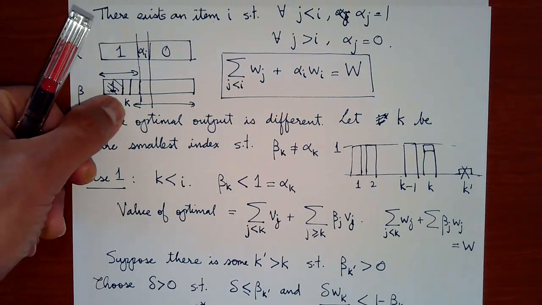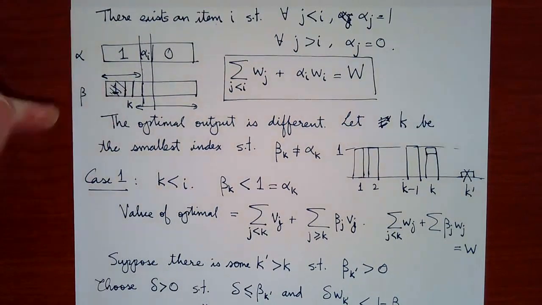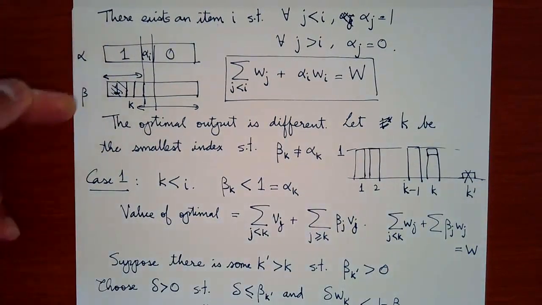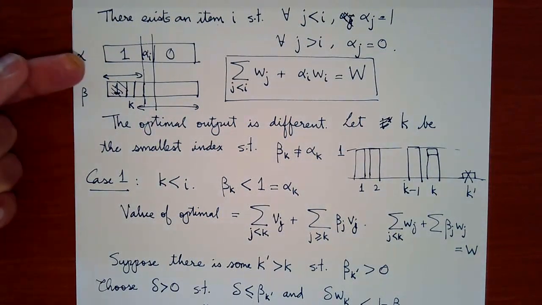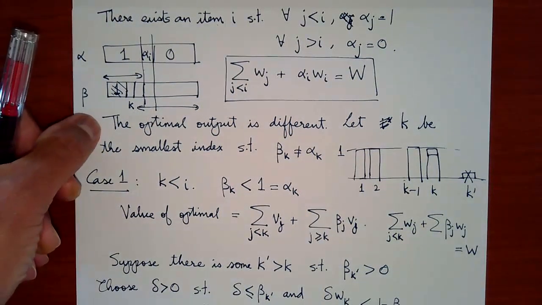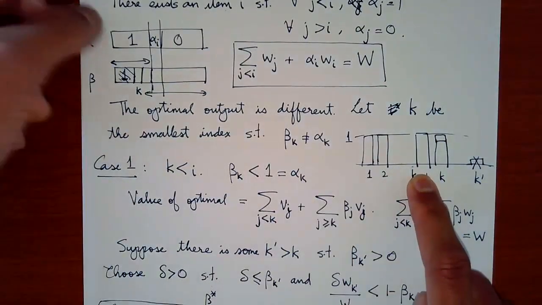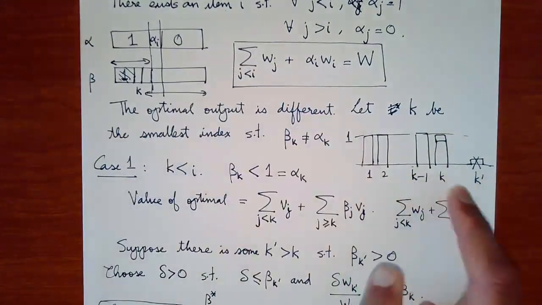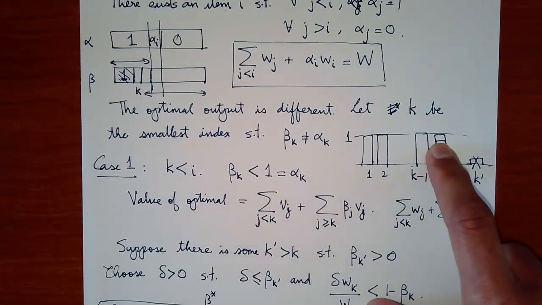Okay, so I hope this is clear. K is an index where beta differs from alpha. This is where the optimal is doing something that is not greedy. We are going to argue in that case that the optimal actually made a wrong choice. We will show it is wrong by increasing its objective value. Okay, so the optimal output is different. K is that index. Now up to k minus 1, it's exactly the same as alpha, so it's all ones, except at the kth, it's less than 1. Beta k is less than 1.